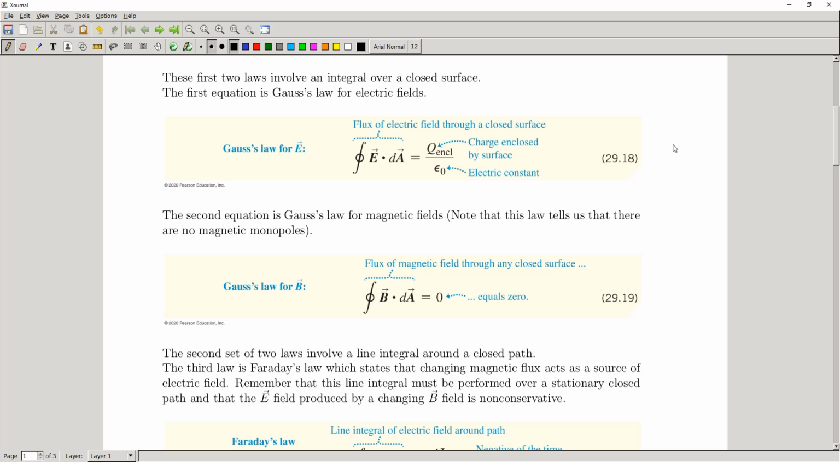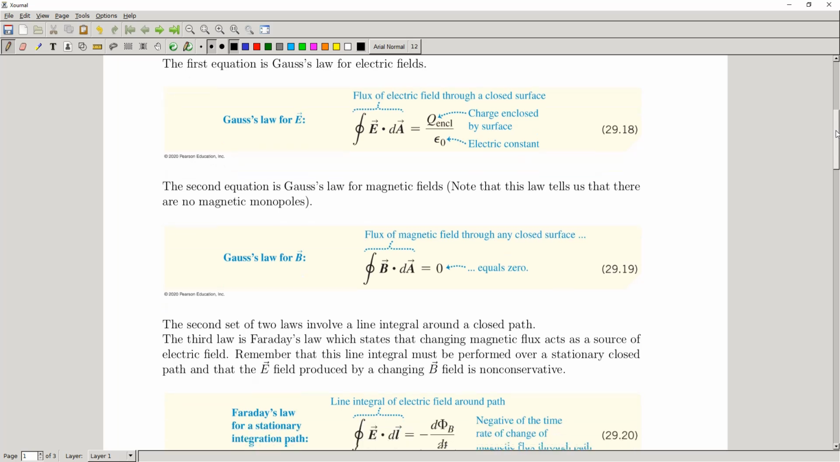The second equation here is Gauss's law for magnetic fields. We didn't have a chance to use this one very much. There's not a lot we can do with it, because it doesn't really tell us much outside of the point that there are no magnetic monopoles. It tells us that the flux of magnetic field through any closed surface has to be zero, because we can't have a source of magnetic field sitting inside our closed surface.